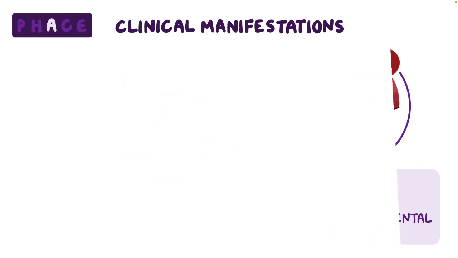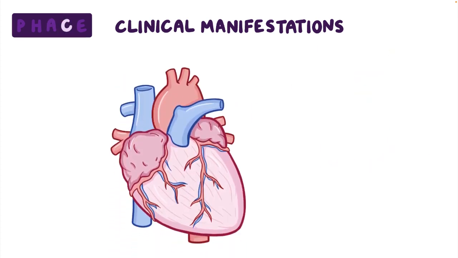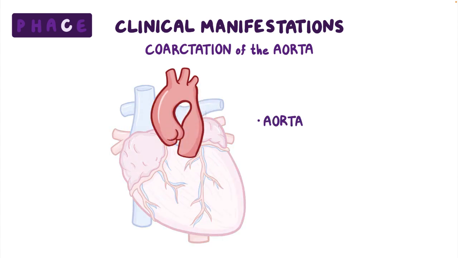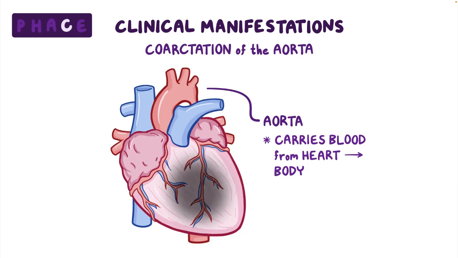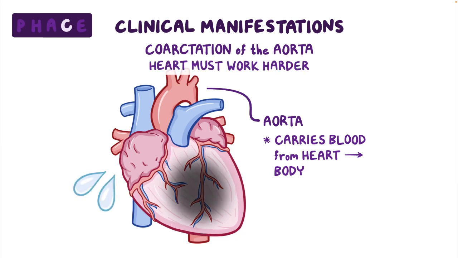Now, the most common cardiac defect seen in PHACE syndrome is coarctation of the aorta, or narrowing of the aorta, which is a large artery responsible for carrying oxygen-rich blood from the heart to the rest of the body. This narrowing can cause damage to the heart over time, as the heart must work harder to push against the narrowed vessel.